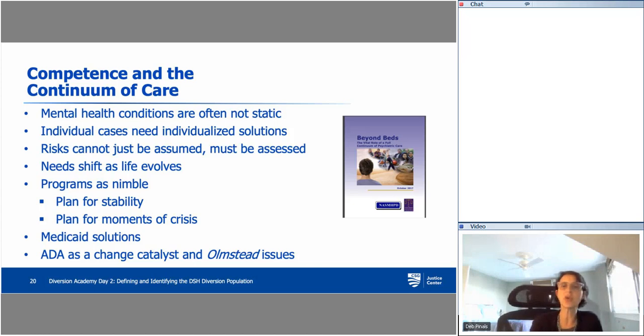I didn't bring up the issue of race and ethnicity. That's a huge issue too. We know there's disparities. That has to be addressed so that there's equity in these diversion programs as well. And I apologize because I should have had a line item for that because it's so important. Next slide.